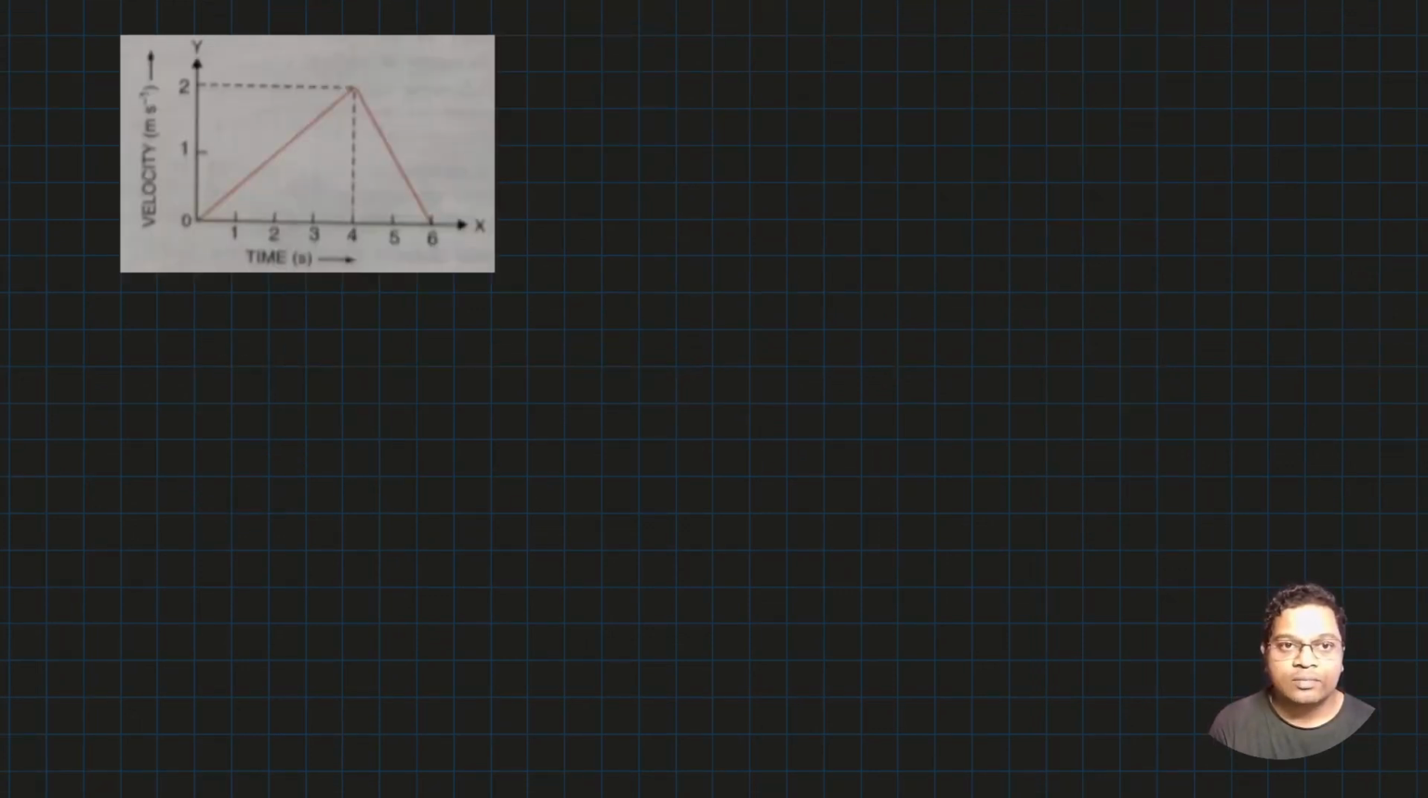Velocity and time graph. Now in this, the first thing they are asking us, what is the nature of the motion? So here you can see that the body starting from rest, in 4 seconds, it attains a velocity 2 meter per second. And then in 6 seconds, that is 2 seconds ahead, the velocity is again brought down to 0.